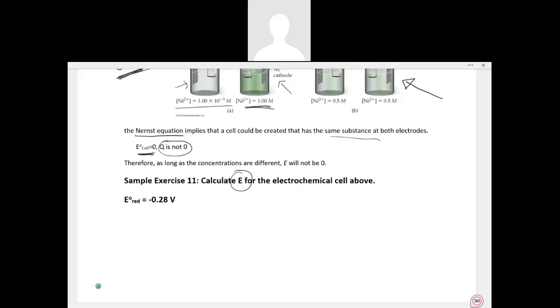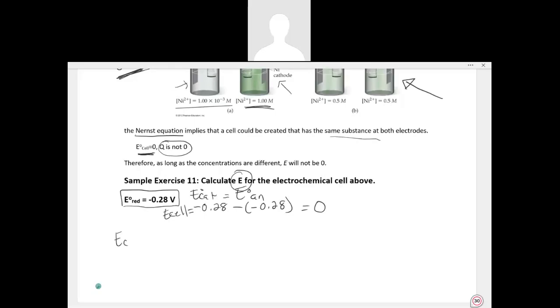We're given our reduction potential here is equal to negative 0.28, which we would have looked up from a table, and we know that our E cathode is the same as our E anode. So if we were to plug in this negative 0.28 cathode minus negative 0.28 to give us our E cell, this is where we find it would be 0.